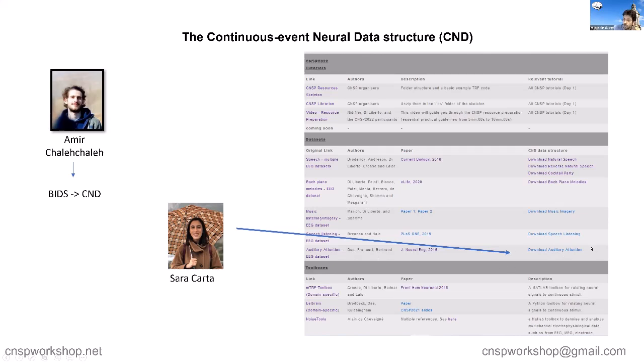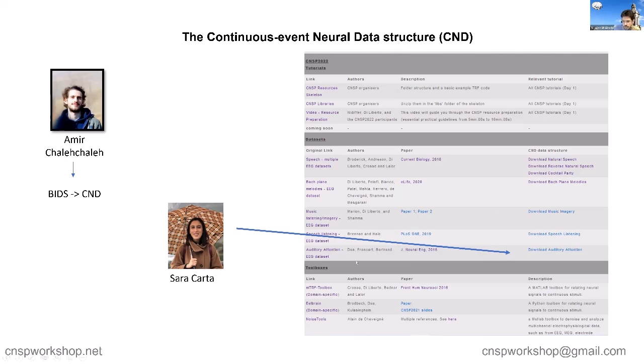Now we have been working, with the help of 2 students in my team, Sarah and Amir, on the conversion of data sets from other teams onto the CND data structure. On this table, you'll find on the left-hand side the original link to the data set, the paper in the middle, and on the right-hand side the link to the CND data structure that you'll need to download and then add to the dataset folder if you want to analyze with our scripts, or with whatever scripts you work on that are compatible.